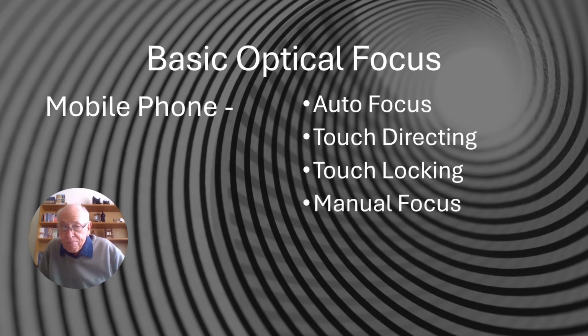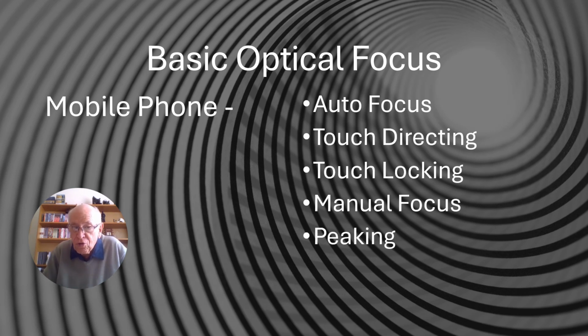Then you can dial up manual focusing on your mobile phone. If you go to Pro mode, on a Samsung phone anyway, and I'll demonstrate how that works, you can actually use your finger to move the focus in and out. And there's a useful feature that comes up, which is called peaking, which is when that part of the picture which is in perfect focus gets colored, usually a green or yellow background. So you know that even if your eyes aren't good, you're in focus there.